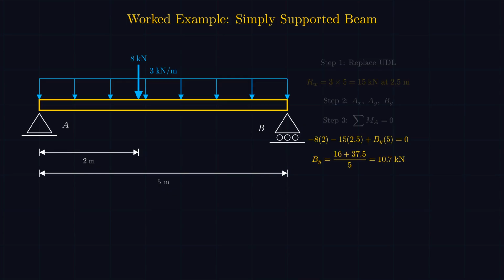Solving gives B sub y equals 10.7 kilonewtons upward. Sum of vertical forces gives A sub y equals 12.3 kilonewtons upward. And sum of horizontal forces. There are no horizontal loads, so A sub x equals 0. Let's verify. 12.3 plus 10.7 equals 23, which matches 8 plus 15.